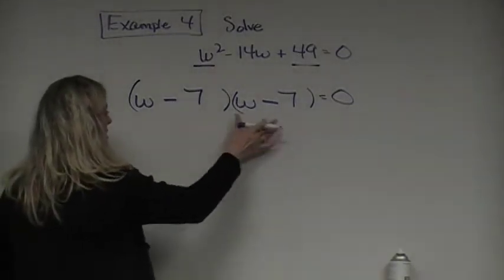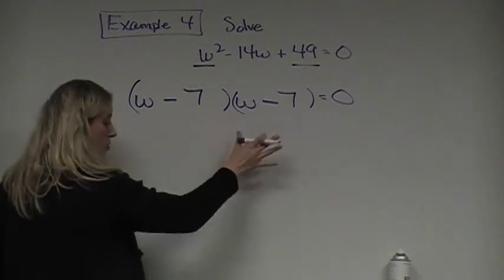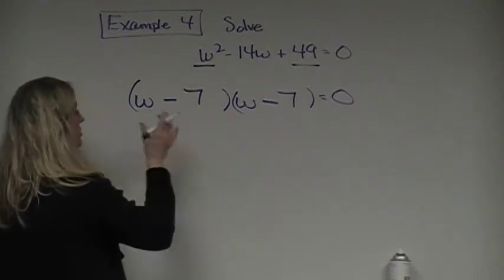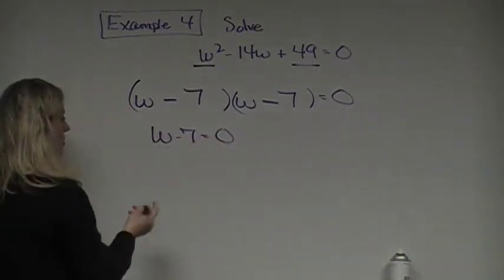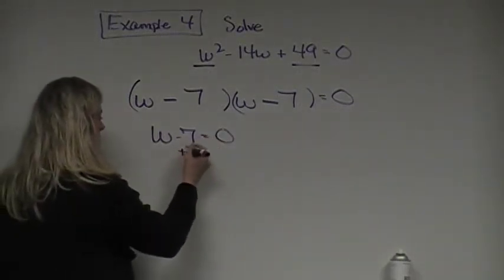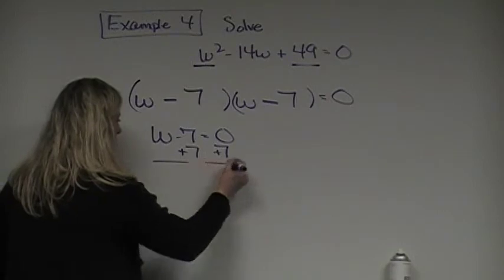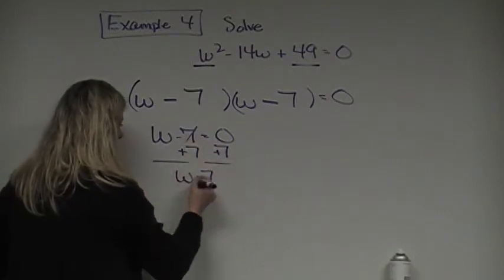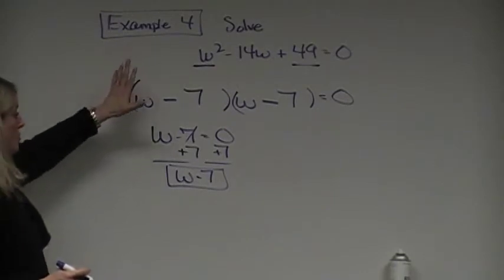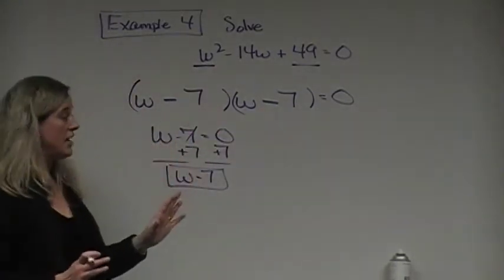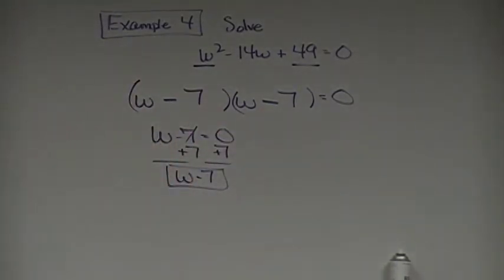So now, because again, these are the same factors, we're going to set just one of them equal to 0 using the zero product property. So w minus 7 equals 0. In order to solve this for w, we have to add 7 to both sides. We get w equals 7 for our answer for this one. So again, perfect square trinomials, remember when you're factoring, the key is same signs. Notice same signs, difference of two squares, opposite.